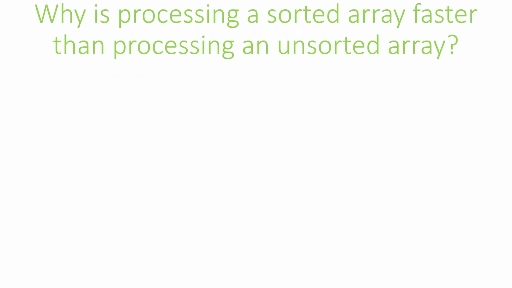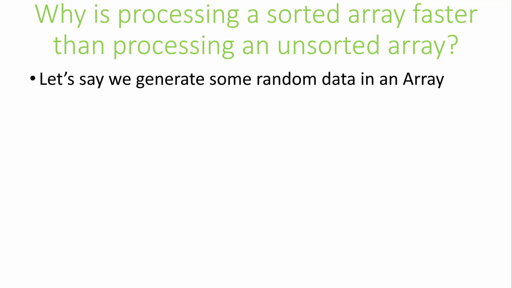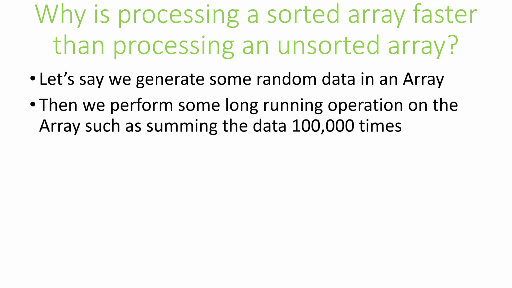So the question we address in this video is, why is processing a sorted array faster than processing an unsorted array? First, let's understand what prompts the question. Let's say that we generate some random data in an array. Then we perform some long-running operation on the data. In the example we'll see later, we'll sum the data thousands of times.